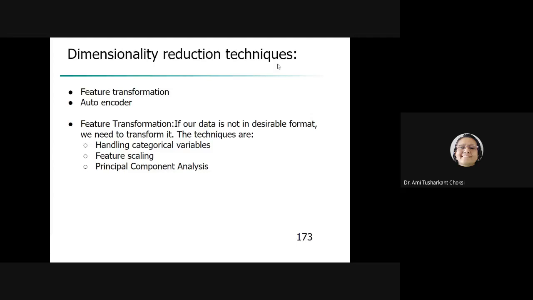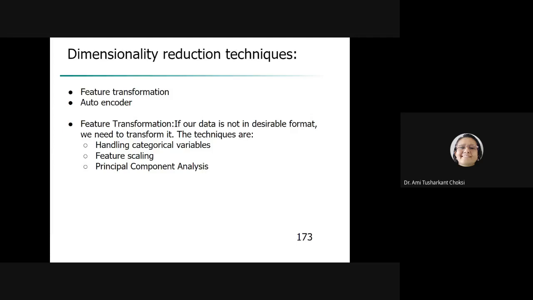Now, dimensionality reduction techniques. We have seen a few of them before. Now we want to know feature transformation and autoencoder. What are they? Feature transformation, that means what? If our data is not in a desirable format, we need to transform it. The techniques are handling categorical variables, feature scaling, principal component analysis, right? So what we want is to transform the data to another format.